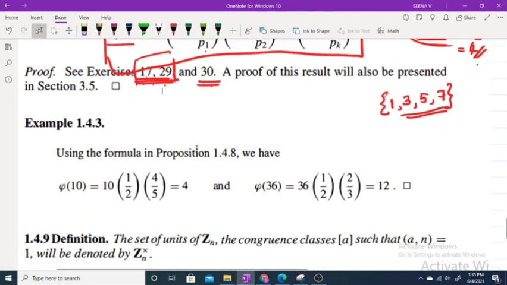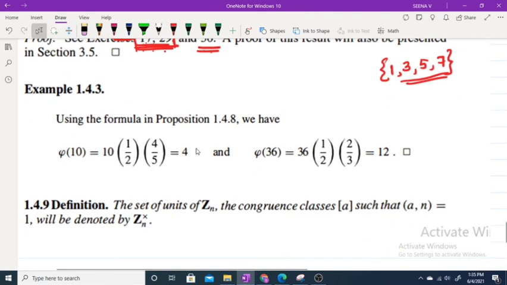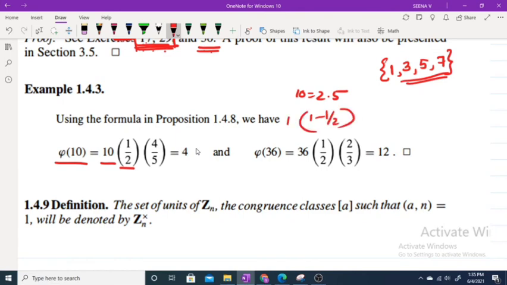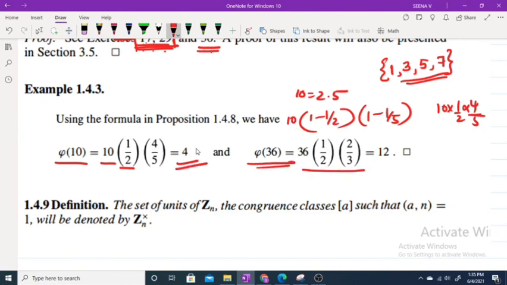Now using this formula, phi of 10 is 10 into 1 minus 1 by 2 into 1 minus 1 by 5, because 10 you can write as 2 into 5. That is 10 into 1 by 2 into 4 by 5, and we will get 4. Similarly, phi of 36 is equal to 12.